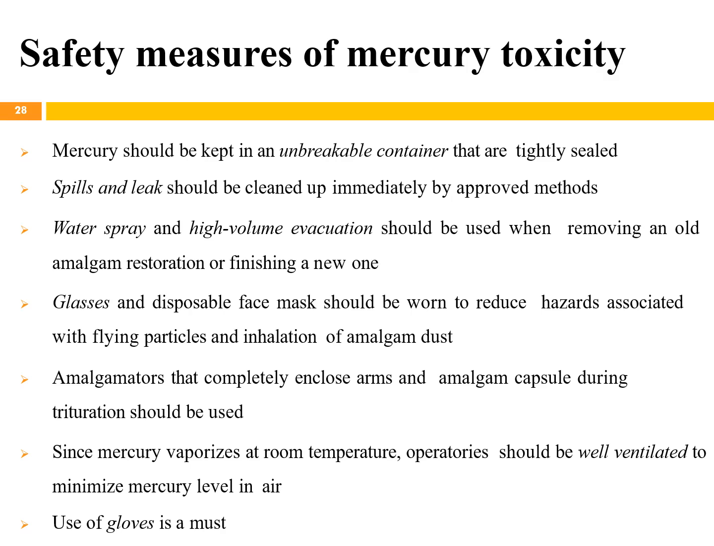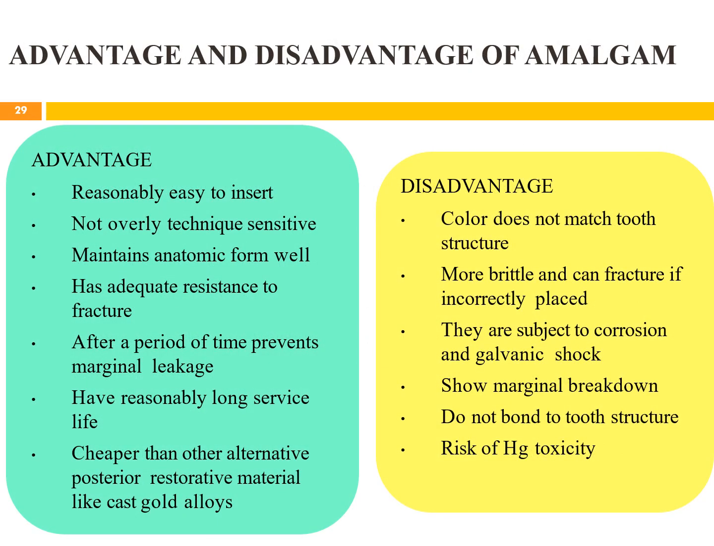Safety measures: mercury should not spill or leak. Water spray and high volume evacuation should be used to clean. Glass and disposable flasks should be used, and amalgamators completely used. Advantages include: reasonably easy to insert, not an overlay technique, maintains anatomic form well, and has adequate resistance and retention. Disadvantages: color does not match, more brittle, subject to corrosion, galvanic shock, shows marginal breakdown, does not bond to tooth structure, and is a source of high toxicity.